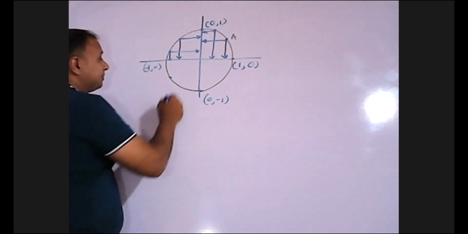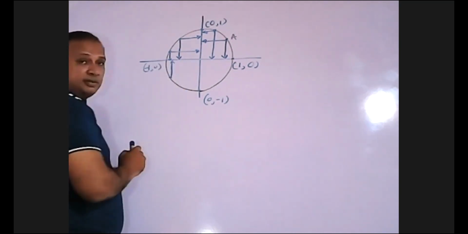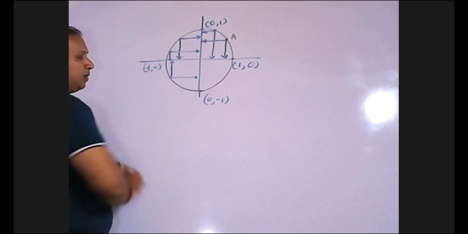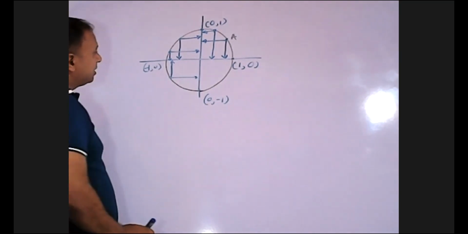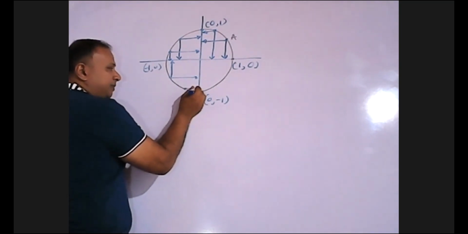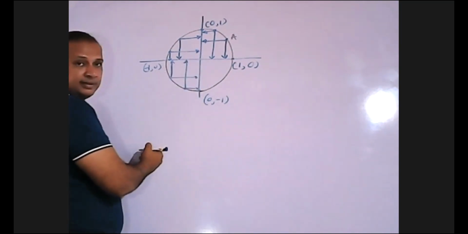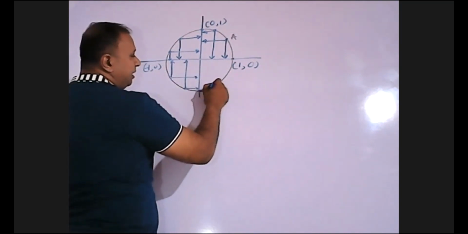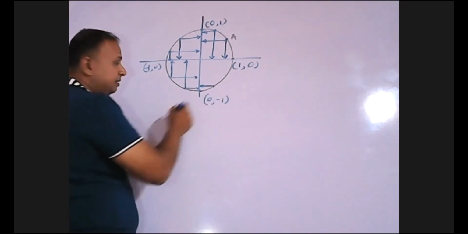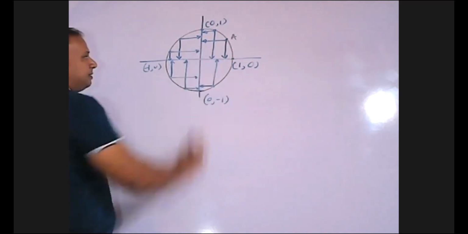Select a point like this. You can take the x value, and the y value of this point is this one. If you select a point like this, the y value is something like this, and the x value is something like this. Similarly, if you take a point like this, the y value is this one, and the x value is something like this.